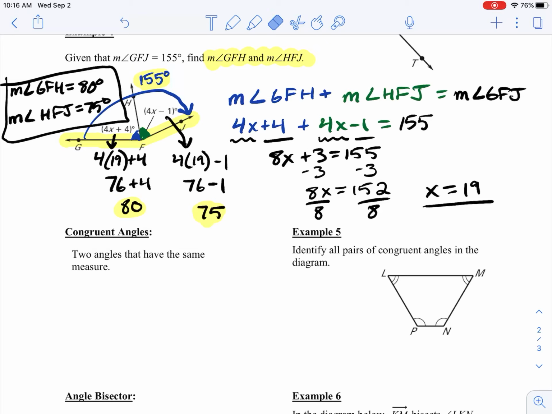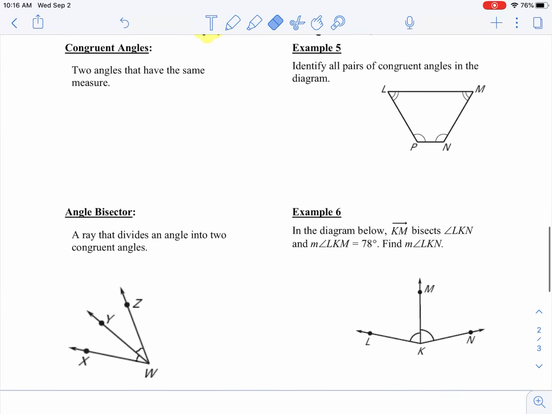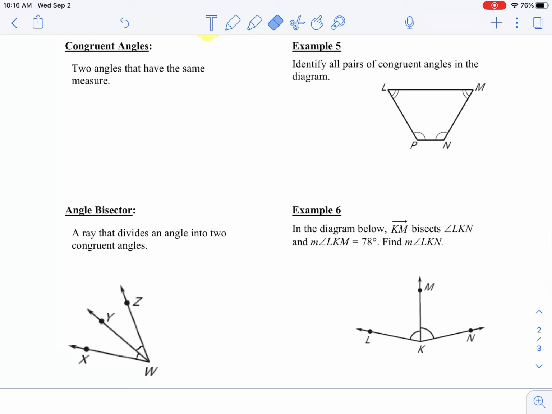So those are our final answers right there. I might clear some of this to make it easier for you all to see. Okay, just a couple more definitions and then some examples. Congruent angles, again, like our congruent segments, are two angles that have the same measure.